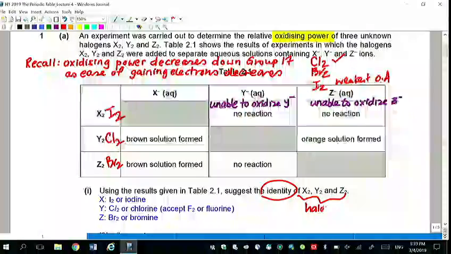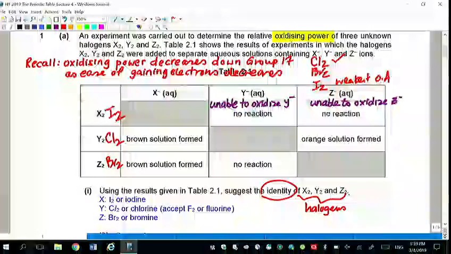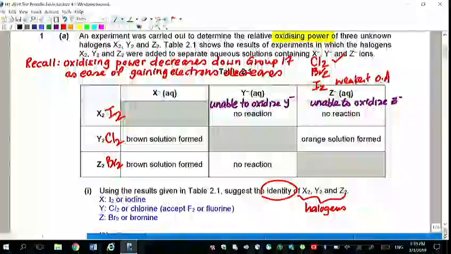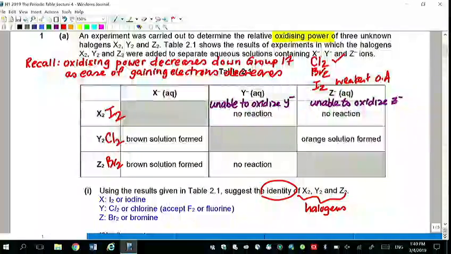So if you give your answer as halide ions, meaning to say that you say that X is actually your iodide, Y is your chloride, Z is your bromide, you will be penalized. It is not correct. So take note of what the question is asking. They're asking you for the identity of X2, Y2, and Z2. So it should be iodine, chlorine, and bromine.